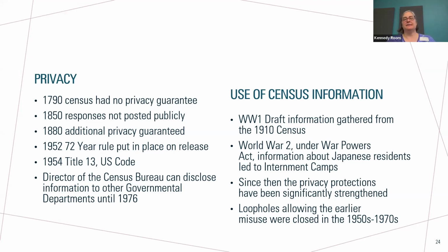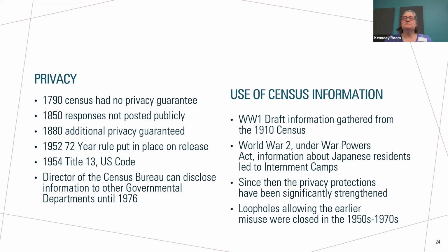That was, in my opinion, an overstep of the use of the census information to determine who needed to be in internment camps, because none of those people needed to be in internment camps. I'm being judgy almost a century later. Well, 80 years later. Since then, the privacy protections for census information have been significantly strengthened, and loopholes allowing the earlier misuse were closed in the 1950s through 70s.